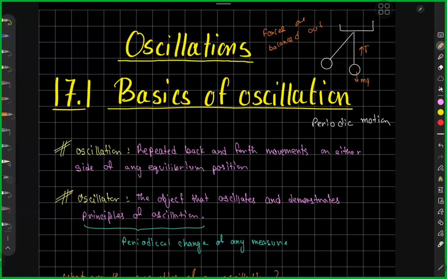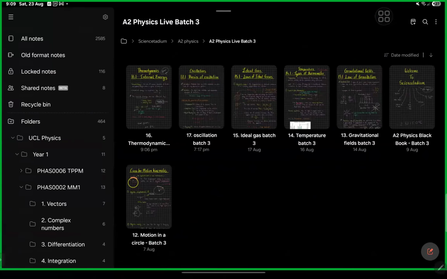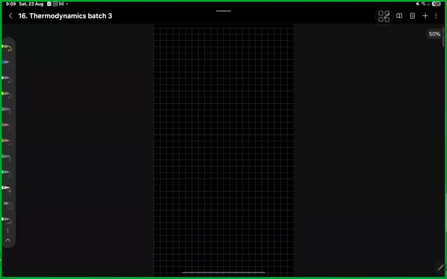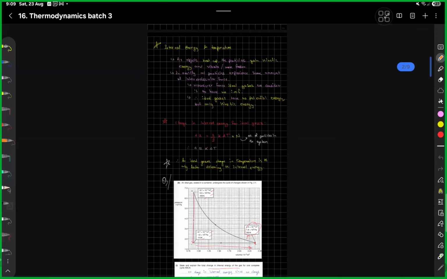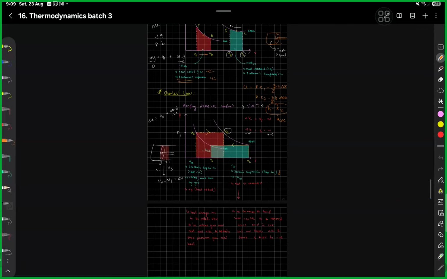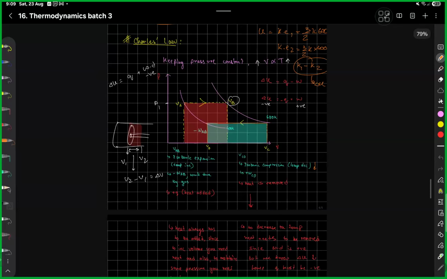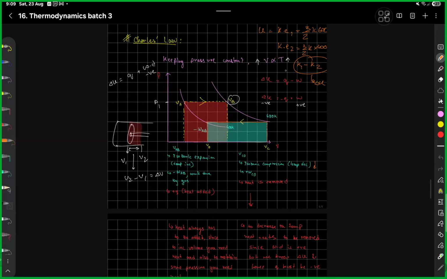Sir, could you kindly go back to that thermodynamics? I had a question. Yeah. So in Charles' law, or the graph that I showed, is the U constant? For which one? Here for A to B. No, U is not at all constant. It will change because temperature is changing.